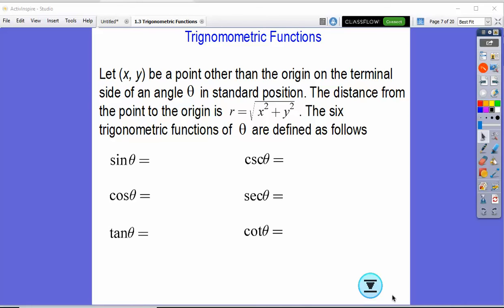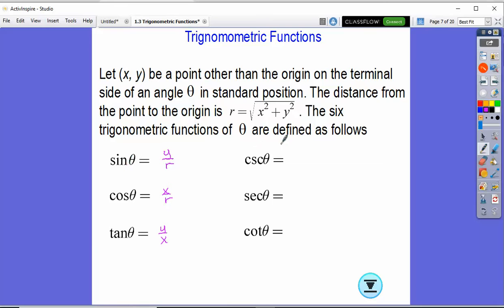We use basically Pythagorean theorem to come up with our formula for r. R is the square root of x squared plus y squared. We wrote down our 6 definitions. This is not sin, this is sine, and that was y over r. Cosine was x over r, tangent is y over x. Then, if you know these 3, the others are just reciprocals.